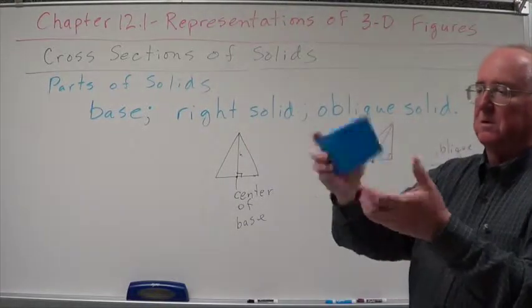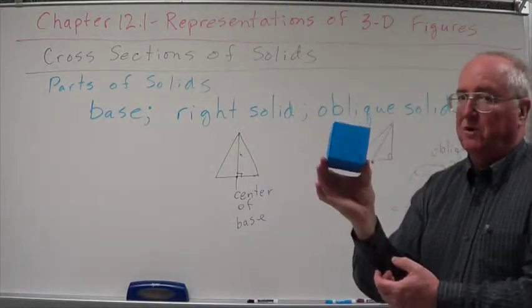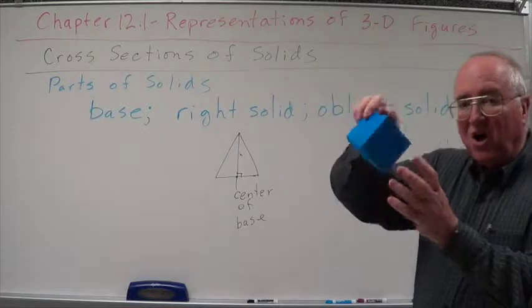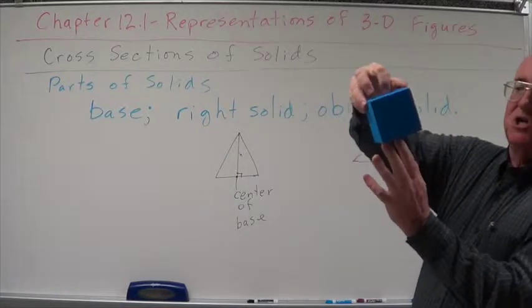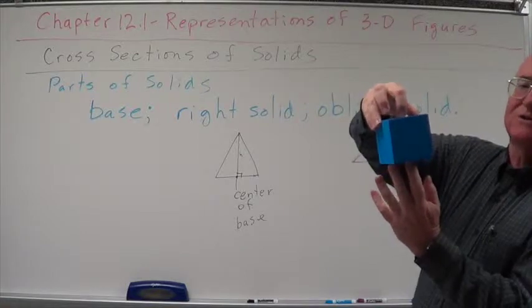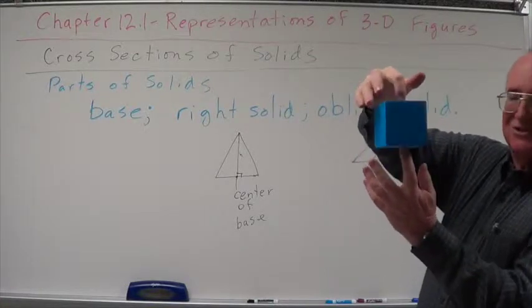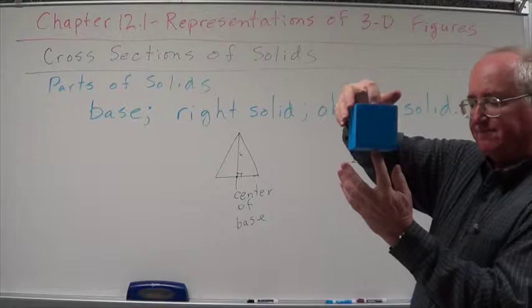Cube. Instead of calling it a square prism, we call it a cube. Why? Because all of its sides are the same. Okay, is it a right cube? Well, a cube means that all the sides are perpendicular to each other. So this automatically is a right.